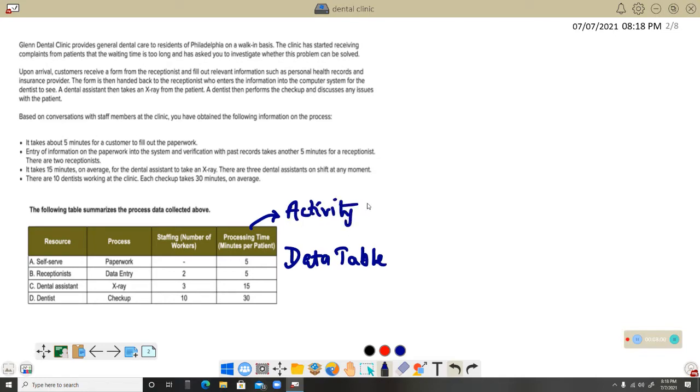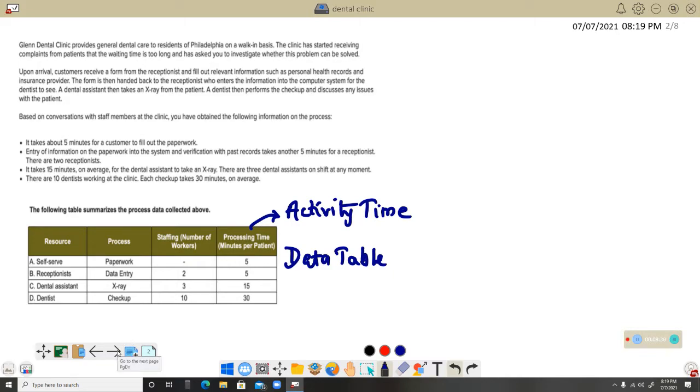Activity time. Processing time is sometimes also called activity time. So you can see a particular word called resources, the process, the staffing, or the number of workers. Sometimes in the question there will be only the words number of workers, and instead of processing time, they will give activity time. It can be minutes, it can be hours, depending on that particular process, right? Okay then. Let us move on.